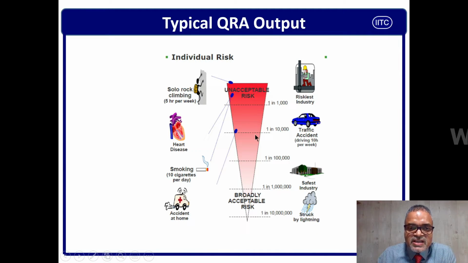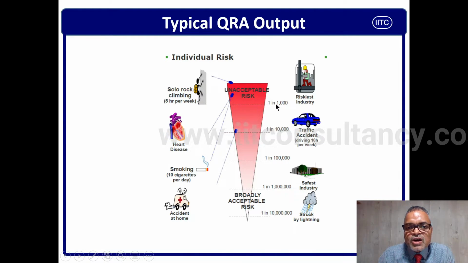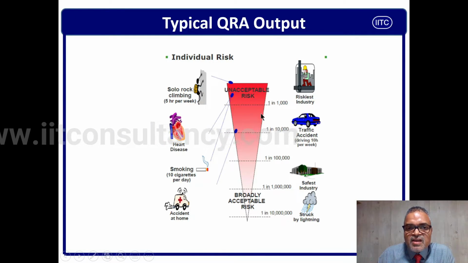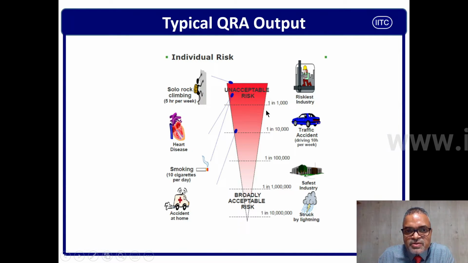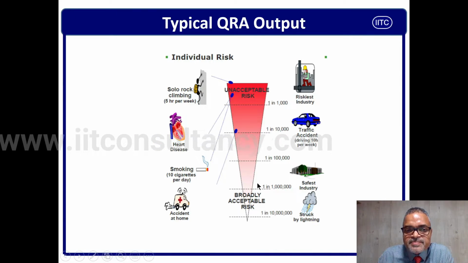So what we say here is that anything more than once in a 1,000 is unacceptable risk. From once in a 1,000 till once in a 100,000 is the ALARP zone. And anything below once in a 100,000 is a widely acceptable zone, or you can say below ALARP.